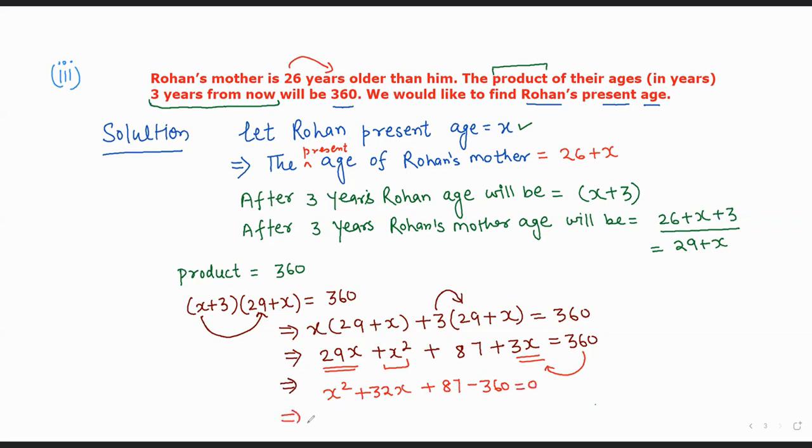So now let's write it again. The answer will look like this one. If you subtract, it is 273, equal to 0. So the final answer, we got the quadratic equation for their age expression. So this is the final expression.